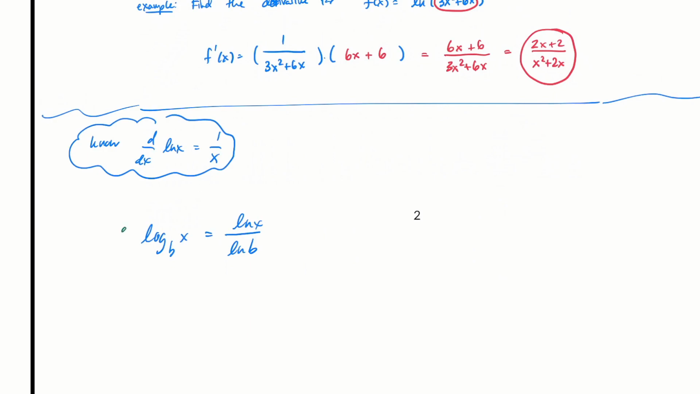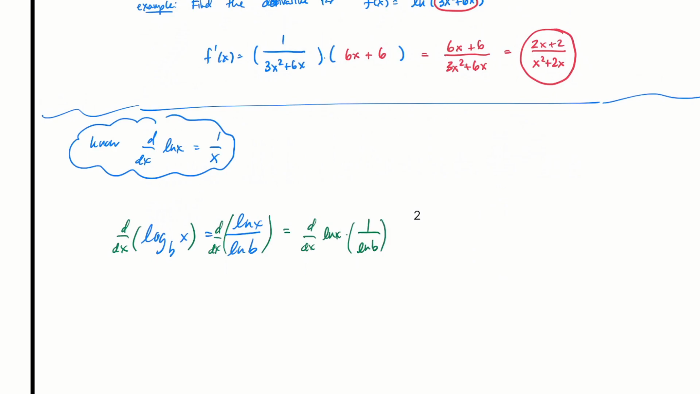And so then if I differentiate both sides with respect to x, on the left I'm looking for the derivative of log base b of x. I don't know what that is, so I'm going to leave that as such. And then on the right, it's really the derivative of the natural log of x times 1 over natural log of b. B is a constant, so this is like 1 over 5 or 1 over 10. This is just a constant fraction out here.